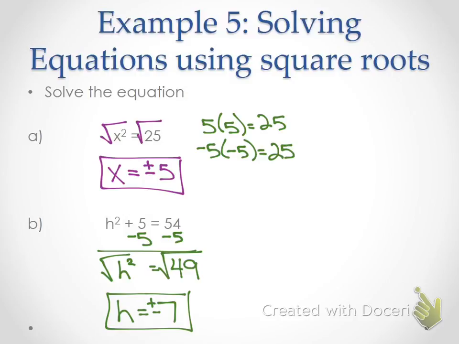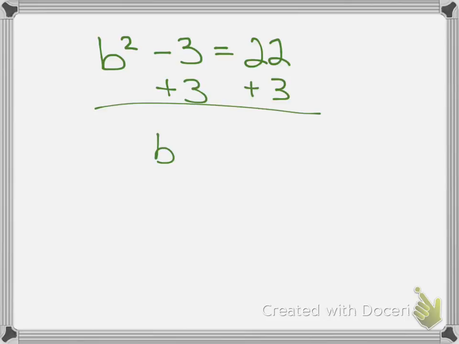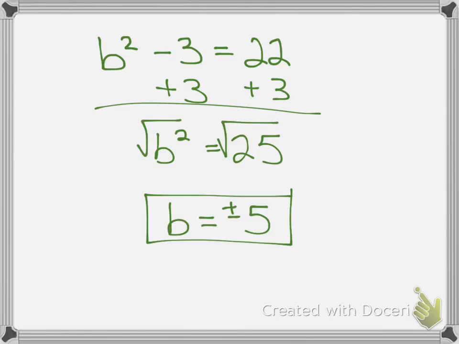Think you can do one? Yeah, you think you can? Okay, so you do this one. I do first, you're going to add 3 to both sides. b squared equals 25. Then what do you do? You're going to take the square root of both sides. What's your answer? Nope, positive negative 5. And it's positive negative because if you plug in negative, it still works out.